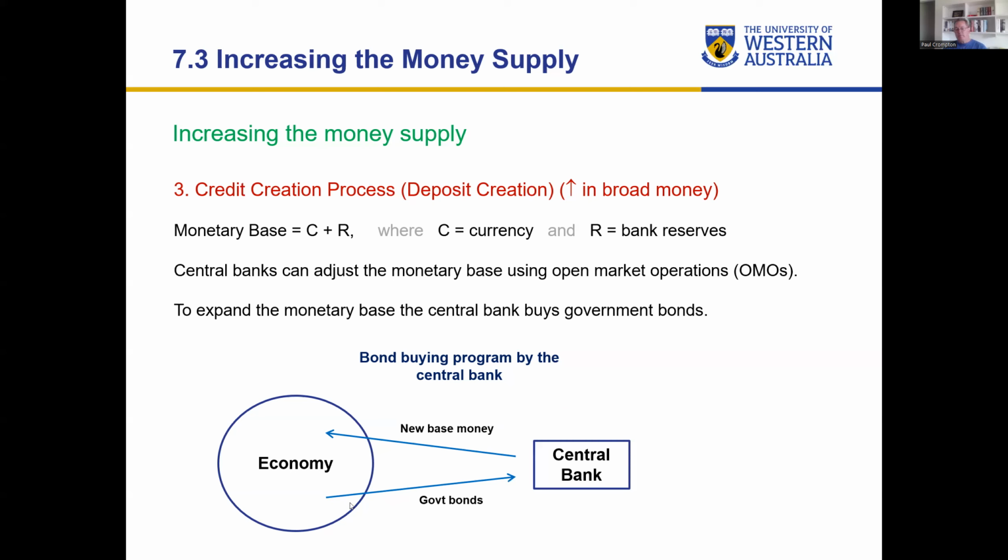So the ownership of the bonds will flow from that rich individual into the central bank. And the bank will now hold those bonds as an asset on their balance sheet. But of course, that rich individual will want to be paid for those bonds. And so the central bank will then have to pay $10 billion to that rich individual.